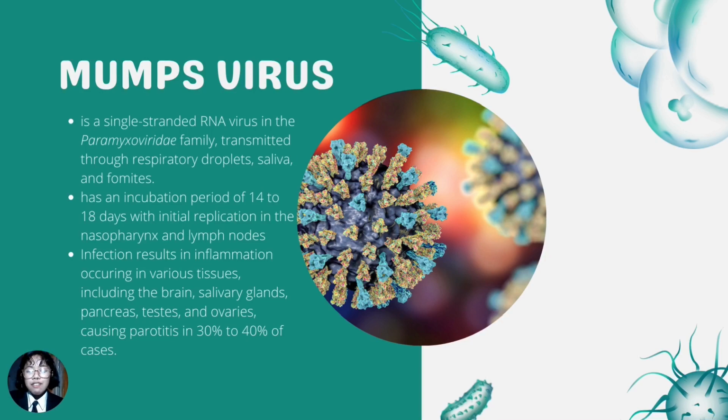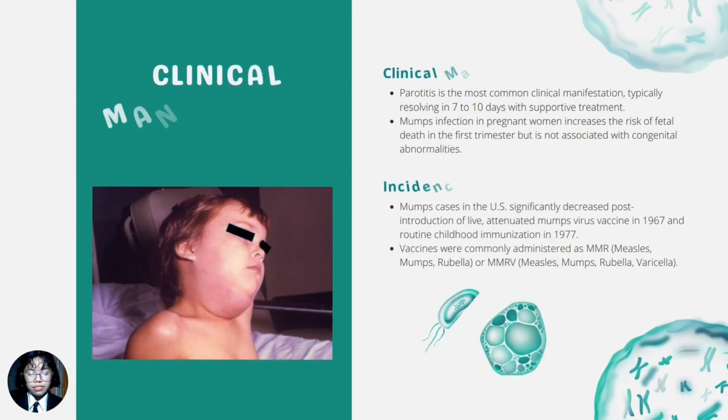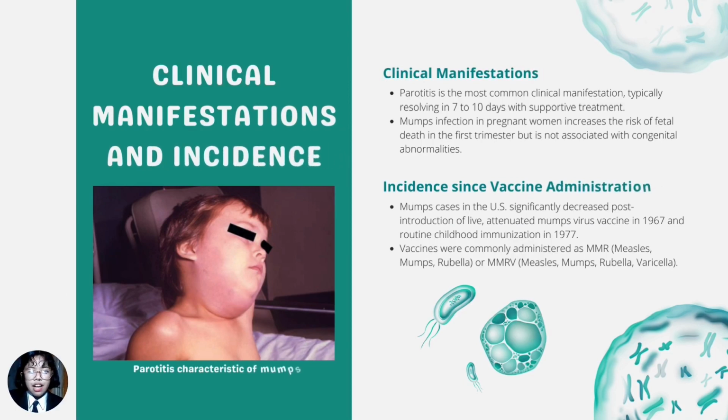Following an average incubation period of 14 to 18 days, the virus spreads from the blood to various tissues, including the meninges of the brain, salivary glands, pancreas, testes, and ovaries. Inflammation of the parotid glands or parotitis is the most common clinical manifestation of mumps. As flashed at the previous slide, parotitis occurs in 30 to 40% of the cases.